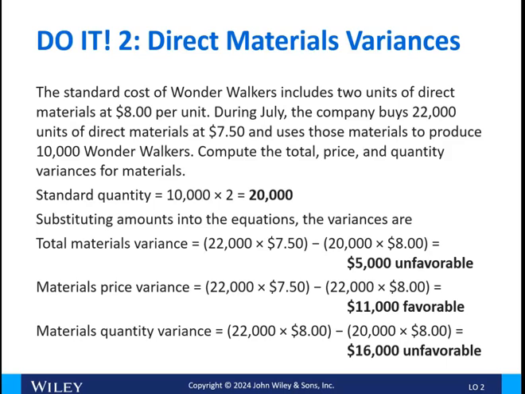So we were favorable in price. We had a better job of procuring our direct materials, but we used more to make our 10,000 walkers than we should have based on our standard. So we were unfavorable in materials quantity, and that was more unfavorable than our price was favorable, so we were total variance unfavorable.